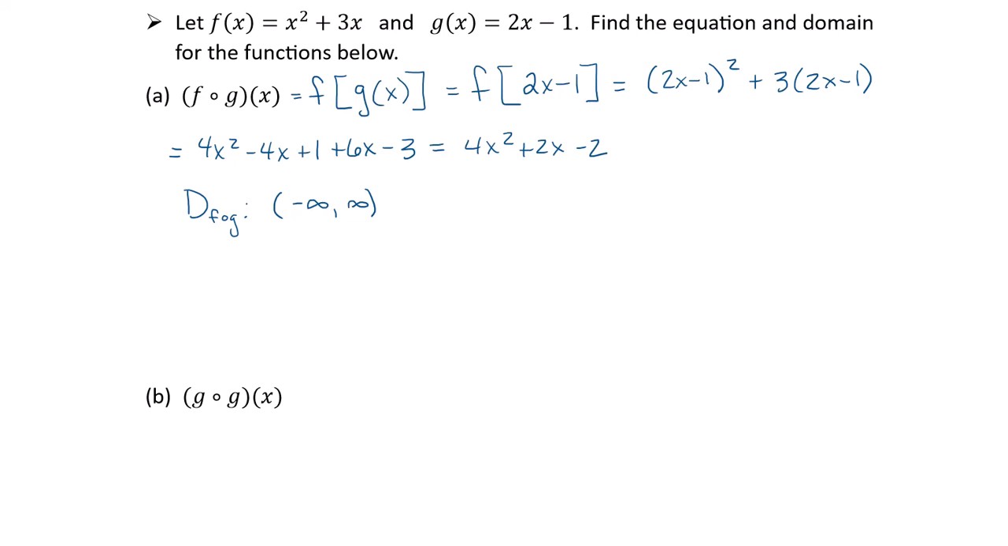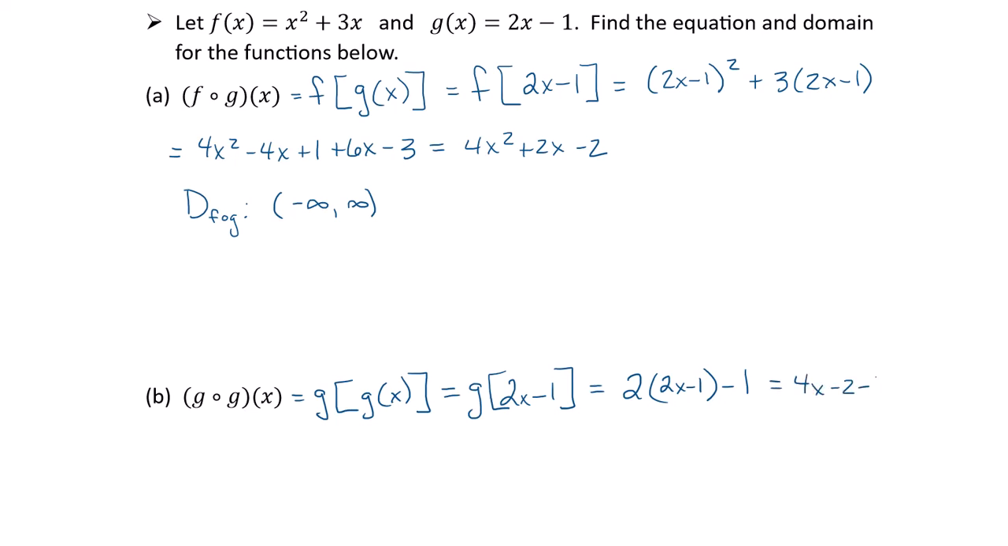Let's do the same with g composed of g of x. Again, we write the definition, g of g of x. We'll write the outer shell and work on the inside. G of x is 2x minus 1. There's nothing to simplify in there, so we continue on to putting that into the g function. 2 times some input minus 1. The input is 2x minus 1. And we simplify.